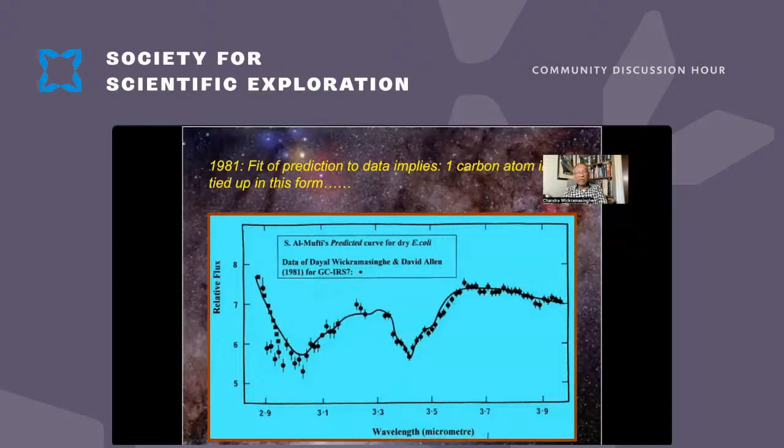This is the first prediction that was verified. The curve is a prediction of the spectral signature of interstellar dust if it were bacteria. If the cosmic dust, the dark material in space, was largely bacteria and viruses, this was what we would expect, the curve.